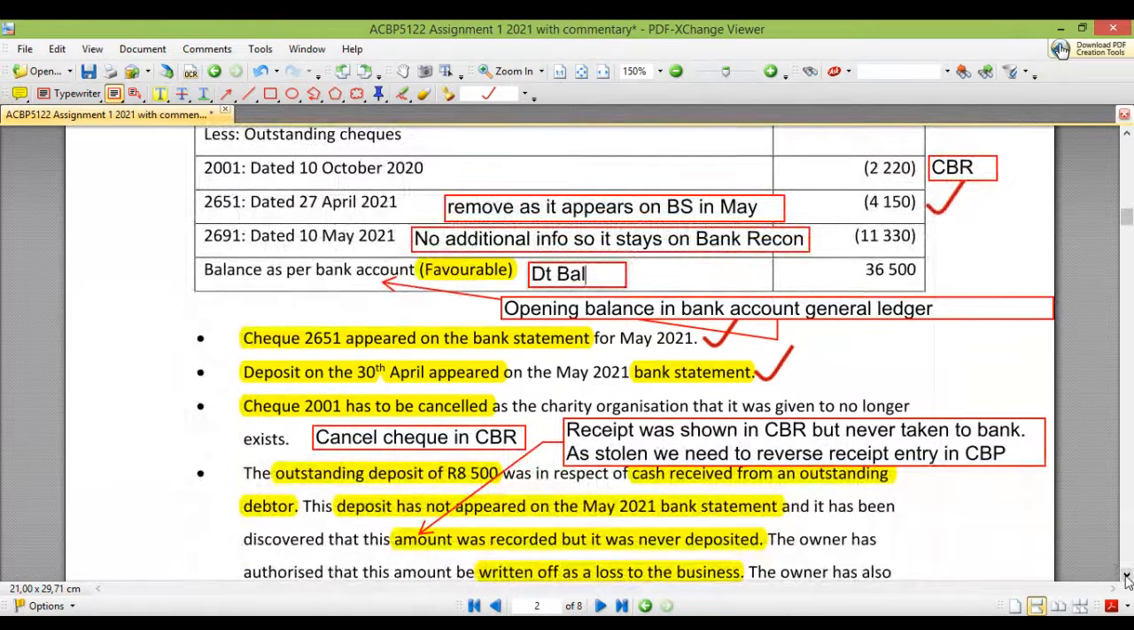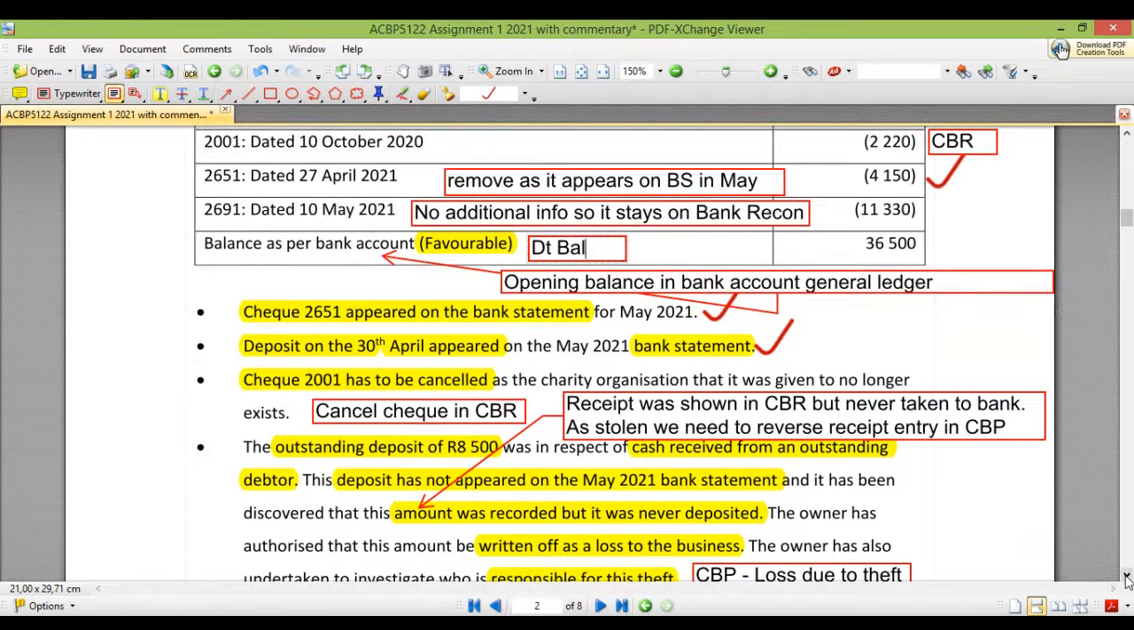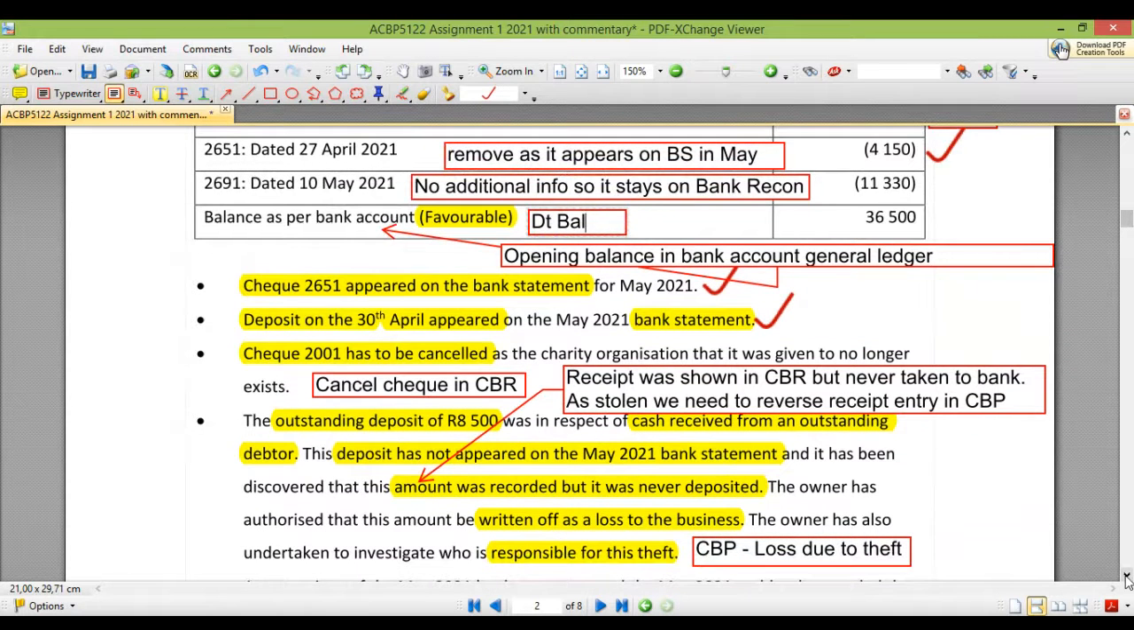Then they talked about an outstanding deposit of 8,500 in respect of cash receipts for an outstanding debtor. This deposit has not appeared in the May bank statement. So we received the money, we've included it in our cash book receipts, but it hasn't physically gone into the bank statement because it was never deposited. And the owner has authorized that the amount is written off as a loss due to theft. So what they're basically telling you is before that money even got to the bank, it disappeared.